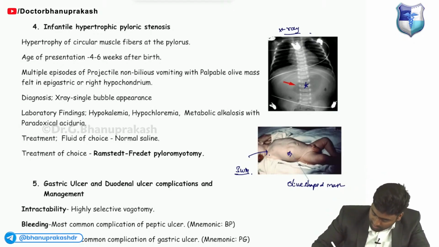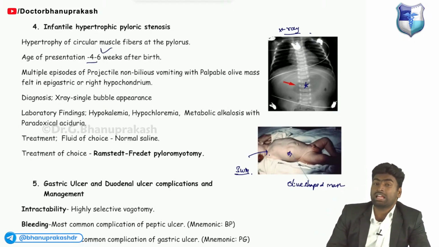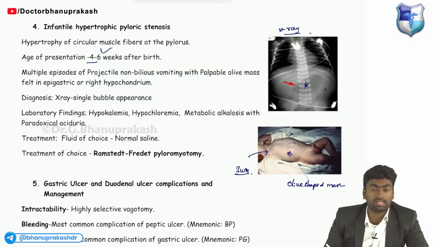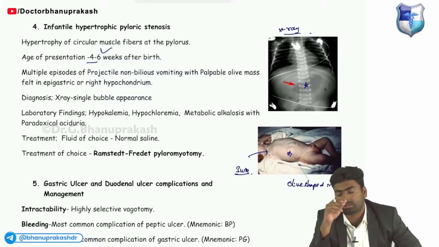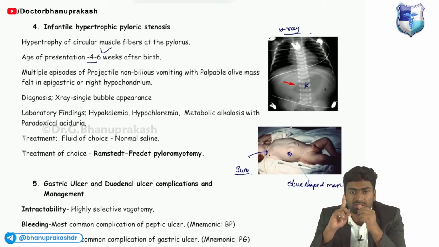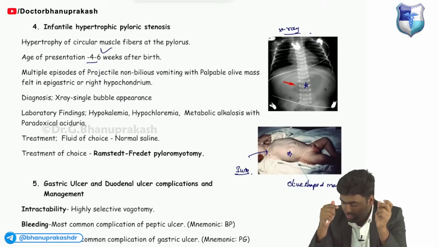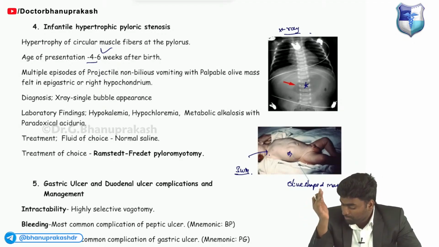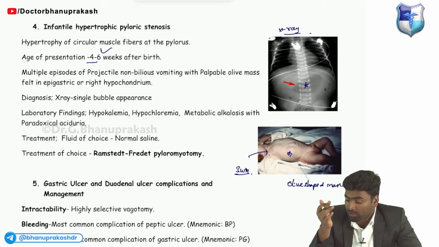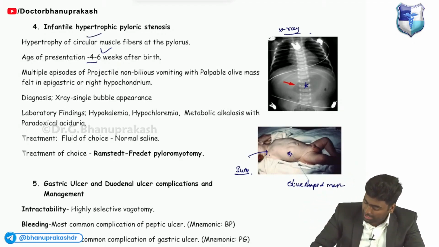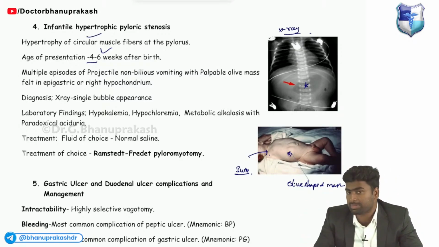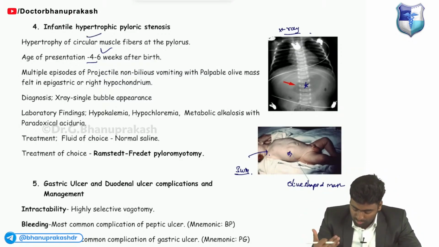Correct, guys. So what is it? It is infantile hypertrophic pyloric stenosis. And we know there are different shapes of muscle: there are circular muscles and there is longitudinal muscle. In the case of infantile hypertrophic pyloric stenosis, it is the circular muscle which is hypertrophied. Previously it was known as CHPS, now it is known as infantile hypertrophic pyloric stenosis.